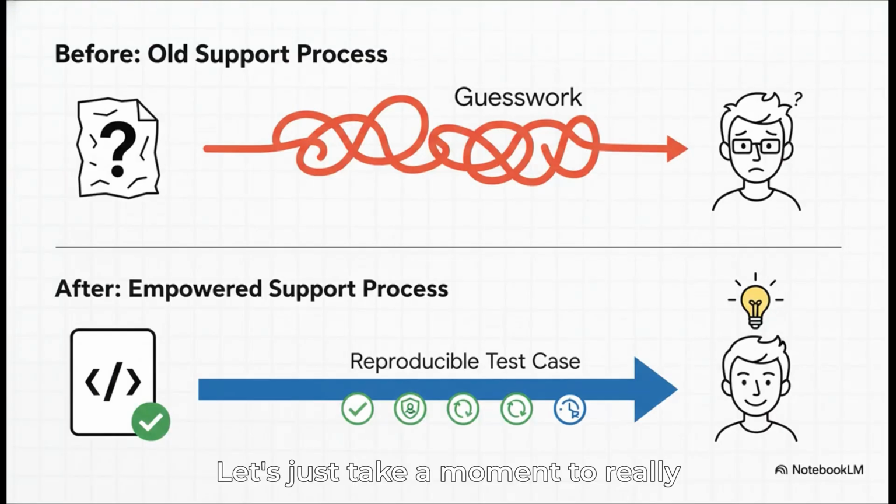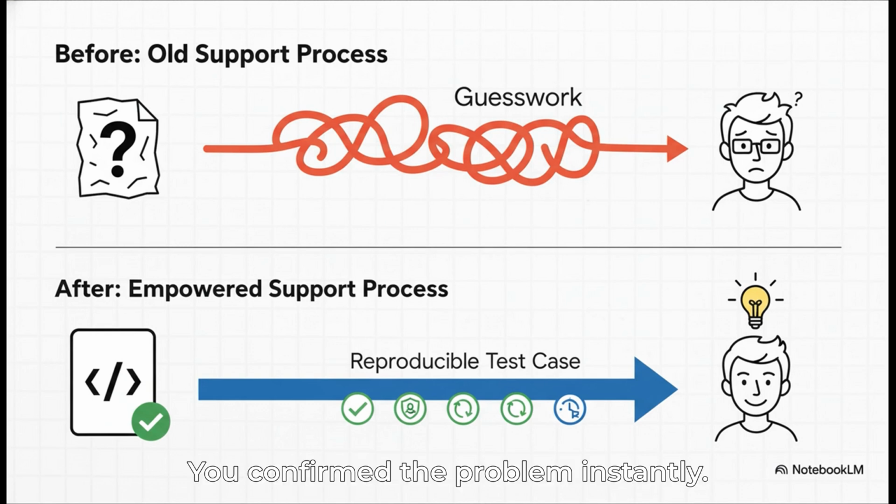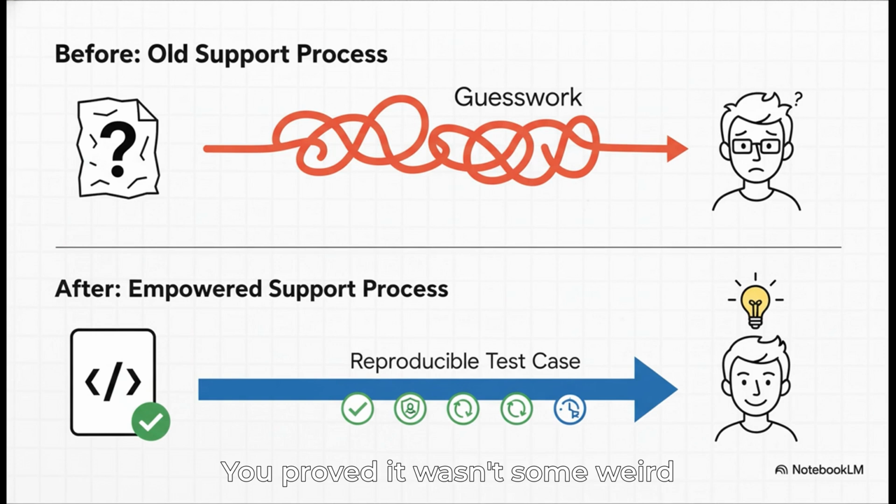Let's just take a moment to really appreciate what we just did here. You didn't just solve a ticket. You kind of transformed the entire support process. You confirmed the problem instantly. You proved it wasn't some weird issue on the user's computer, and you created a perfect test case you can just hand to the development team. The ticket you pass them isn't, a user says it's broken, it's, here's the exact request that fails every single time. That is a massive game changer.